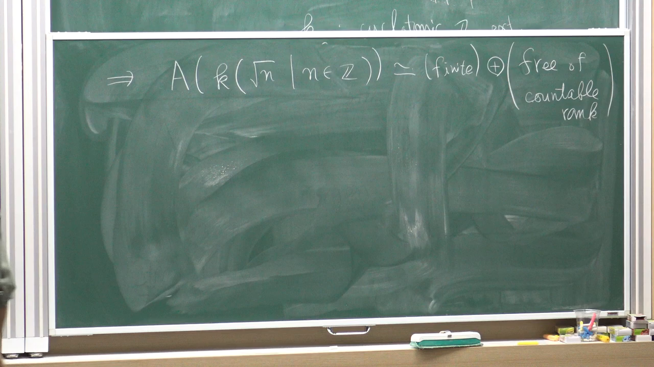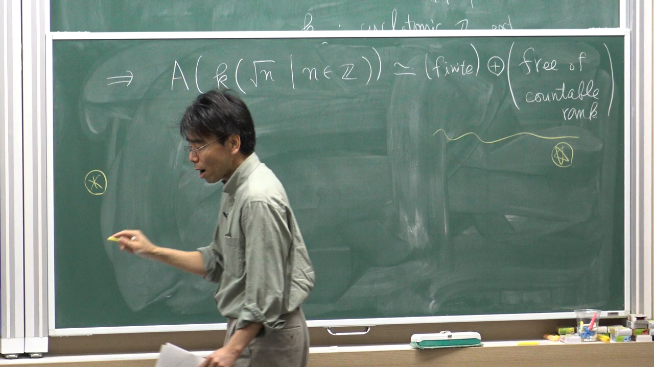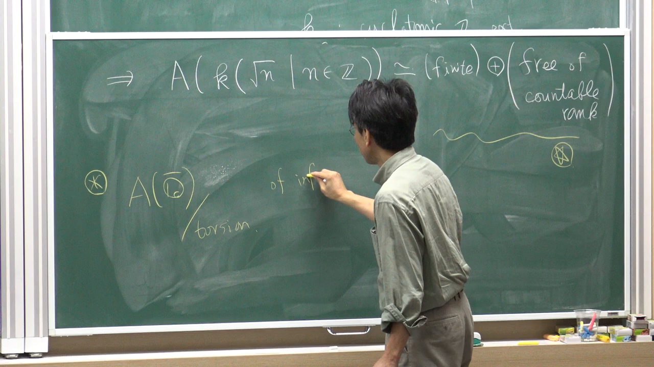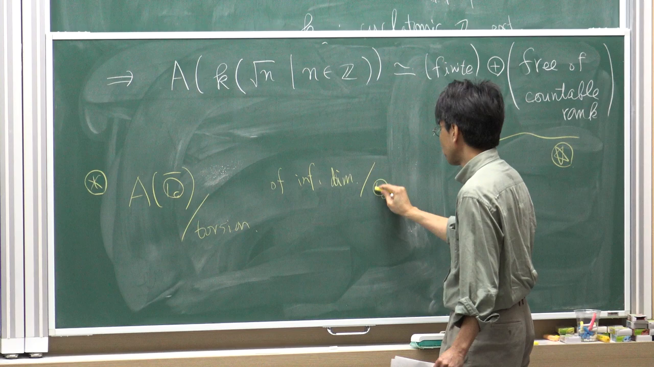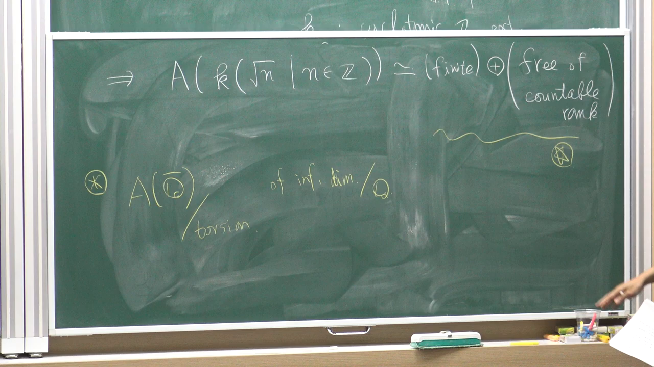So when I consider the Mordell-Weil group over Q bar, I wrote that somewhere. Some time ago, I wrote that this is of infinite dimension over Q. So this is a Q vector space of infinite dimension. But this other one is a free abelian group, a free Z module.